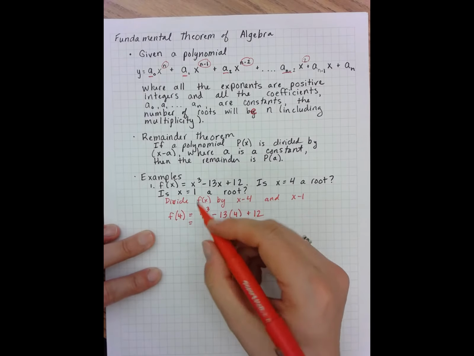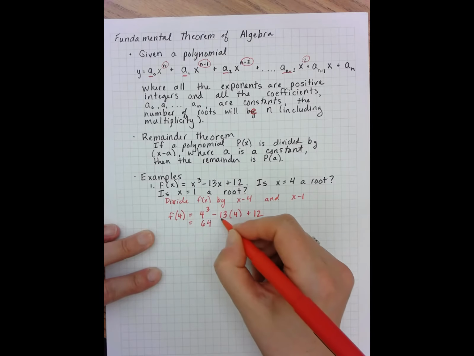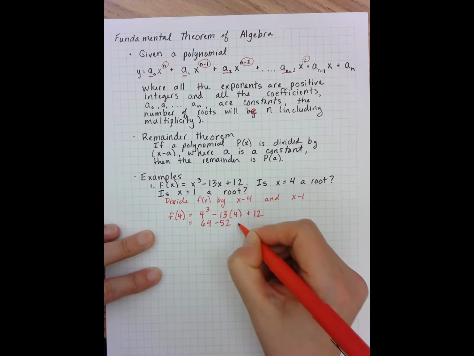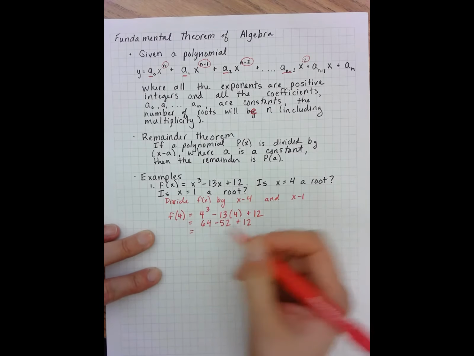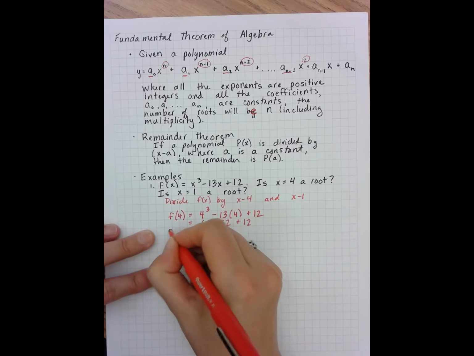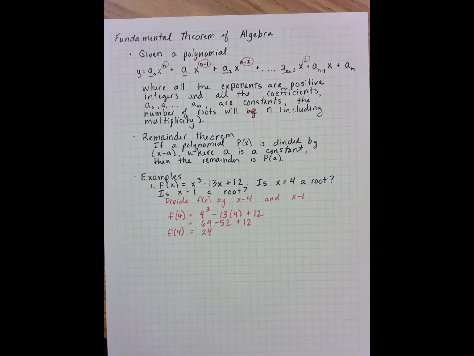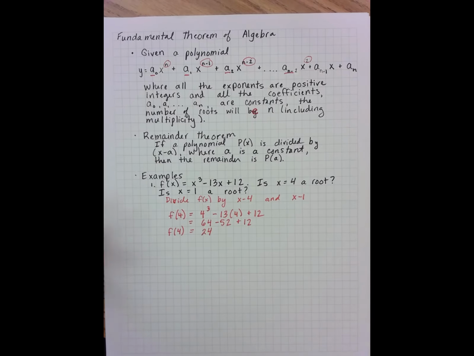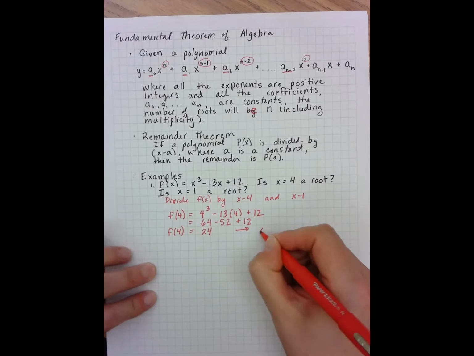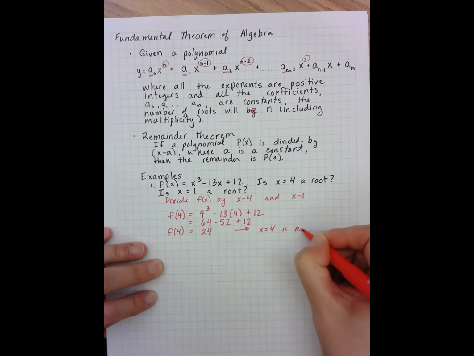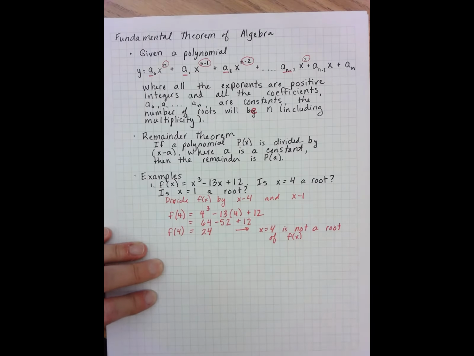So 4 cubed is 64. Negative 13 times 4 is minus 52. Plus 12 gives me 24. If you remember from division in elementary school, when we have a remainder, we don't have perfect divisibility. So we would conclude here that x equals 4 is not a root of f of x.